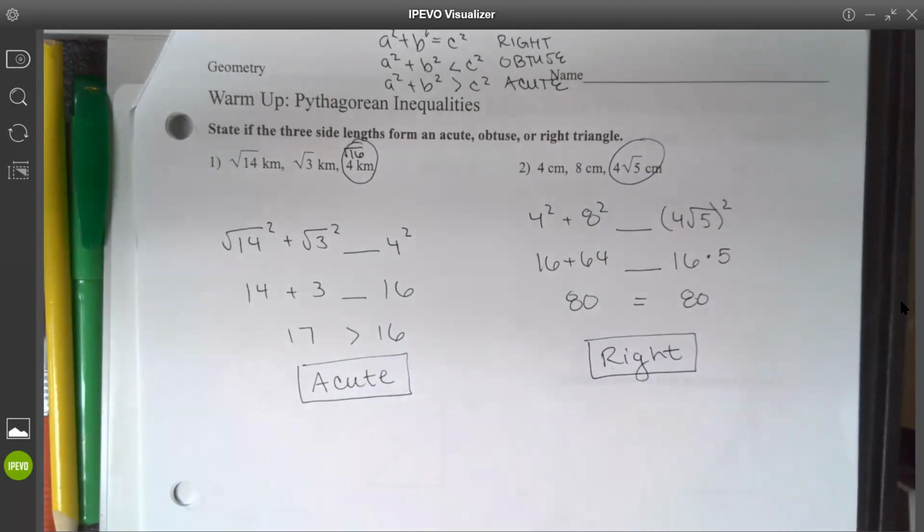My answers to the first two are up there. Notice that here, square root of 14 squared, square root of 3 squared, this gives me 14 and 3, which ends up being greater than 16, which is on the other side, 4 squared. That's a cube. Here, notice that 4 rad 5 becomes 16 squaring 4 times 5. This just gets rid of my radical there. Gives me a right triangle. I'll give you some time to finish up the bottom too.